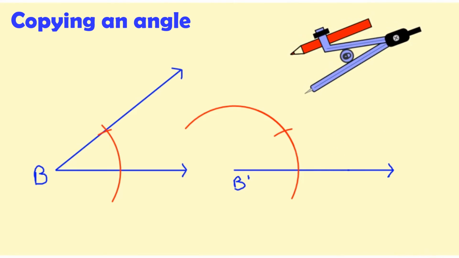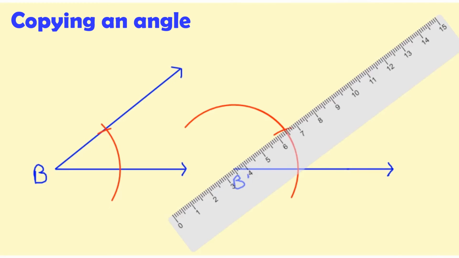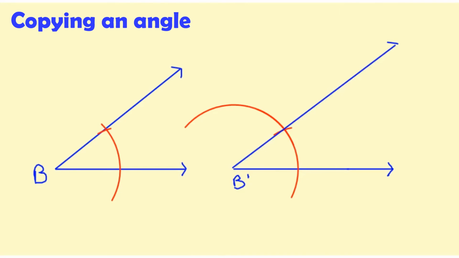All you need to do is get your ruler and then connect it to point B prime. So we already have an angle congruent to angle B. Angle B is congruent to angle B prime because we just copied angle B.